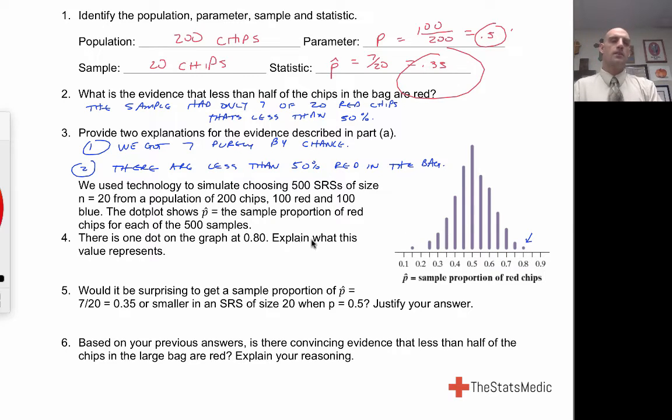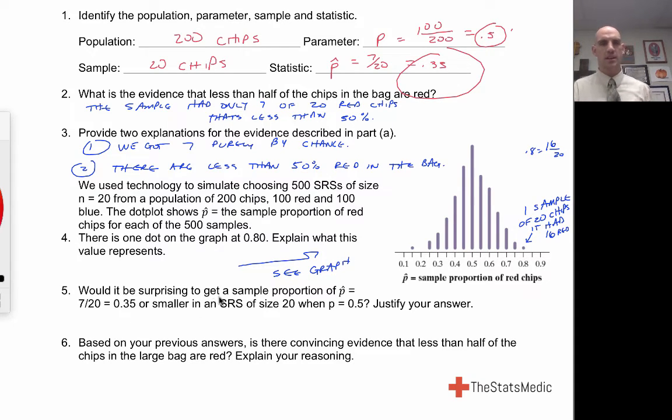So what does that mean? That value, if this is a sampling distribution, this represents one sample of 20 chips, and it had 16 red. Why 16 red? Because 0.8 is equal to 16 out of 20. So this dot, it's important, this dot represents a sample of 20 chips. It had 16 in it. Okay? So that's the answer over there. C graph.